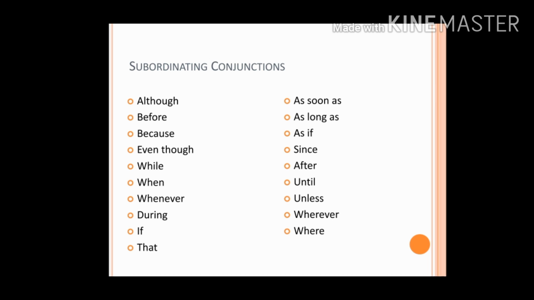In a sentence, if the dependent clause comes first, at the end of the dependent clause, put a comma and then write the independent clause. But if the independent clause comes first, then there's no need to put a comma after the independent clause. You can write the dependent clause directly.